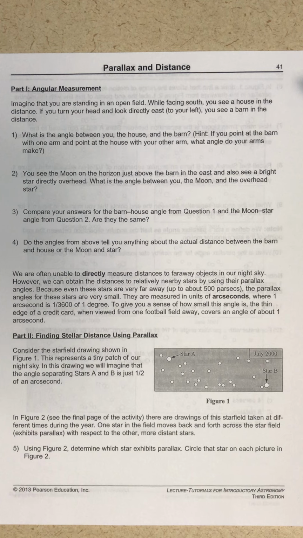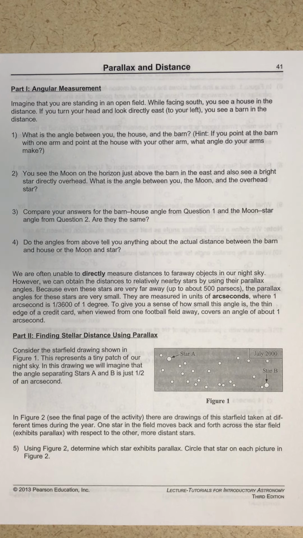So imagine that you're standing in an open field. When facing south, you see a house in the distance, and if you turn your head and look directly east, so to your left, you will see a barn in the distance. What is the angle between you, the house, and the barn?